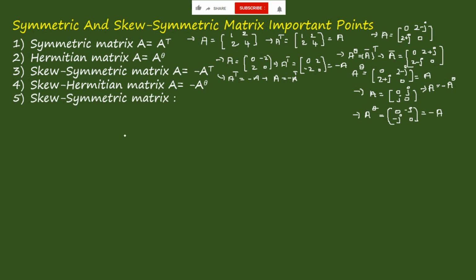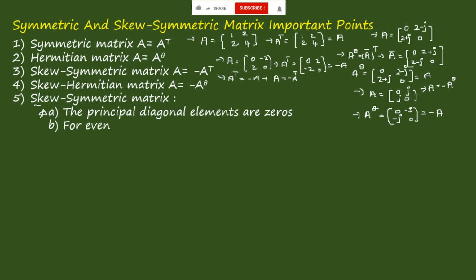Skew symmetric matrix has some points. Okay, important points you have to remember. The first one is that the principal diagonal elements are zeros. In the case of a skew symmetric matrix, it is very important. Okay, come to the next one. For an even order matrix, like a 2 cross 2 matrix, the determinant is a perfect square. Okay, always remember this one. Okay, in a skew symmetric matrix, an even order matrix has a determinant that is a perfect square.